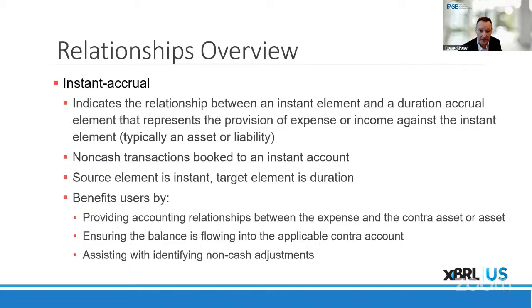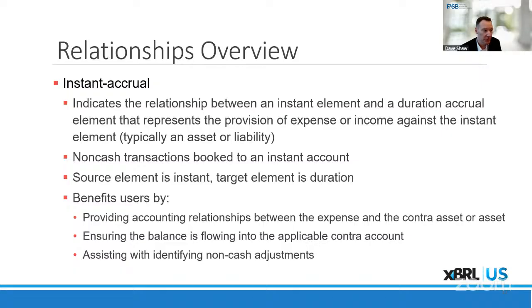And so the benefit to providing this relationship in the meta model is that it provides explicit linkage between the expense and the contra asset or asset account. This ensures that the balance is flowing into the applicable contra account, so checks can be made. And also it can assist users in identifying non-cash adjustments.